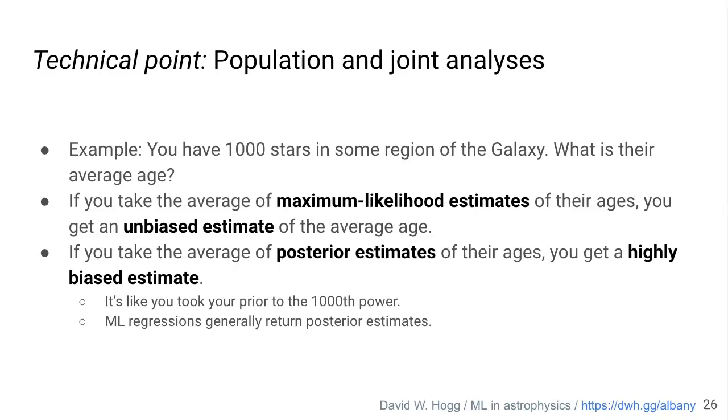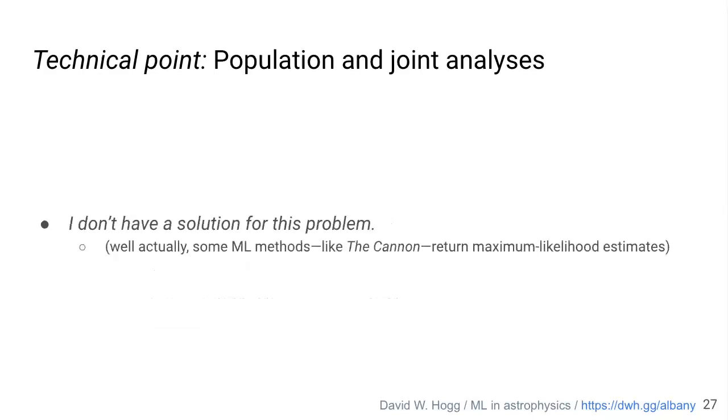But if they are maximum likelihood estimates of the age, you get a good estimate for the mean age. But if they are posterior estimates of their ages, you get a very bad estimate for their mean age. It's just pure stats. And so we are in danger now, and I think I made that clear?